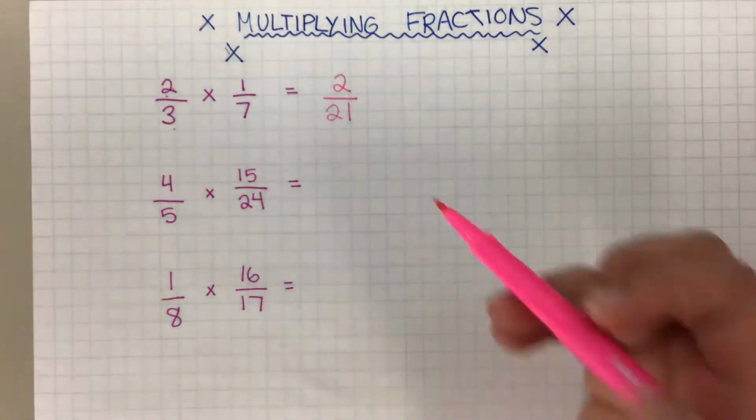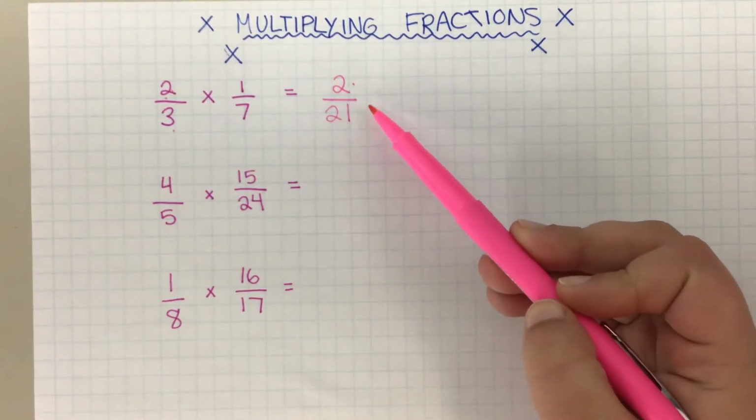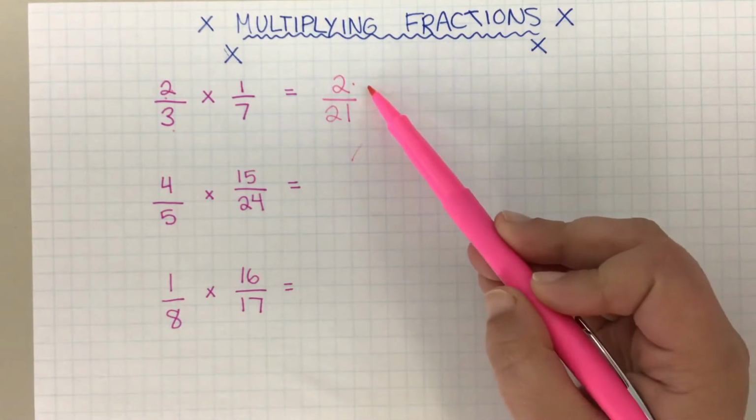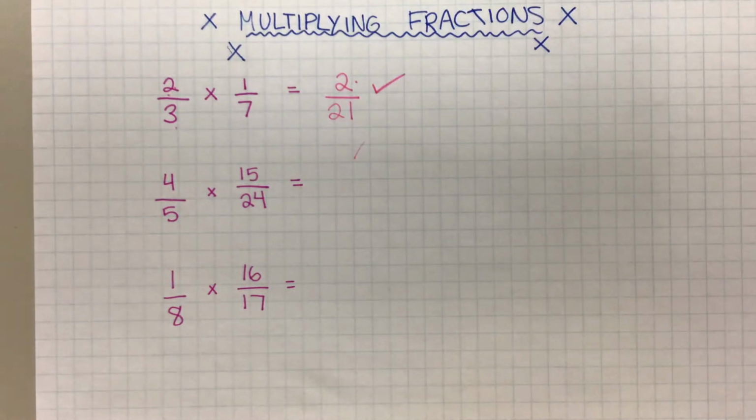I look at my fraction, I think, is there any number that fits into both 2 and 21? Nope, I don't think so. So therefore, I don't need to reduce. I leave it just at that. How nice and simple is that?